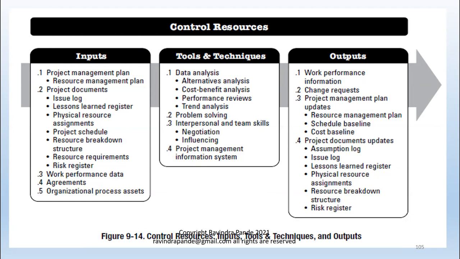Any new assumptions normally get directly reflected in your risk register. Similarly, for any new challenges, you might have to build the mitigation strategy within your risk register. Does anybody have any questions on Control Resources? Anything which I missed to mention or missed to share the details with you?